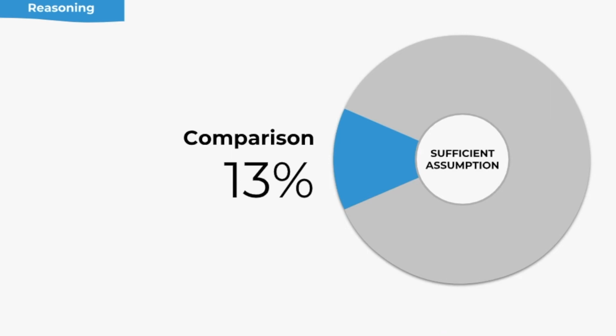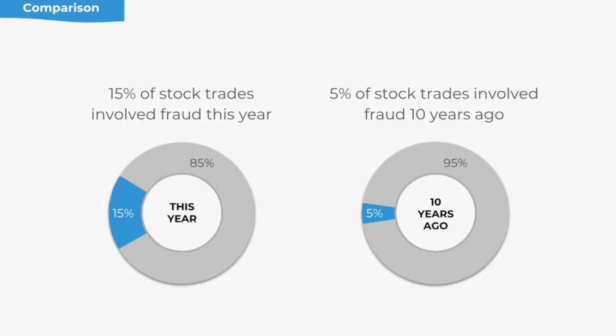So another reasoning structure that would be helpful to know about with sufficient assumption questions is the idea of a comparison. 13% of sufficient assumption questions work by ensuring that the comparison that they're creating actually works. So to see how this plays out, let's take a look at a hypothetical example here. Suppose we know that this year, 15% of all stock trades involve fraud, while 10 years ago, only 5% of stock trades involved fraud.